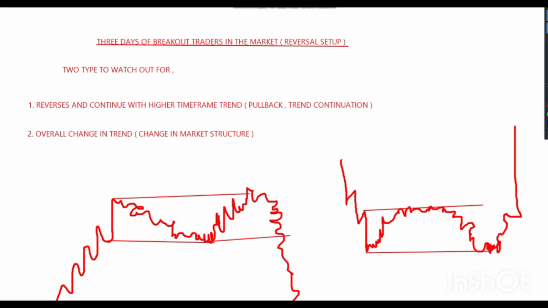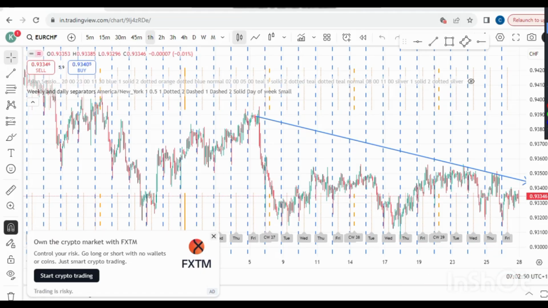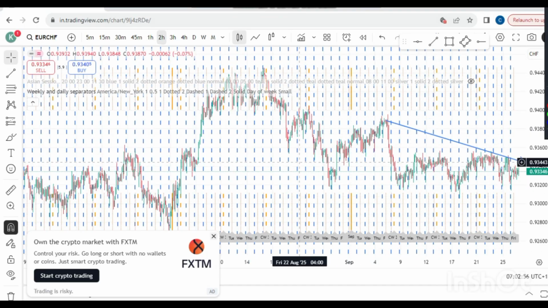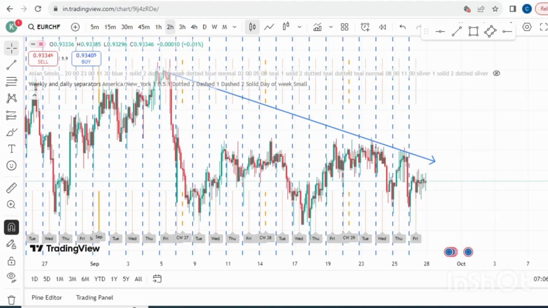So let's go to Euro Swiss franc. So if you look at Euro Swiss here, this yellow line here is our weekly separator. So Friday closed as a breakout, then Monday opens, also closed as a breakout. But on Tuesday it breaks out of Monday's low and then fails and closes inside.